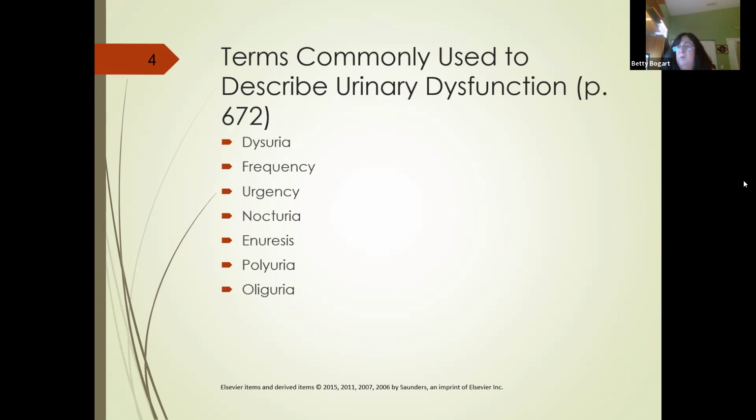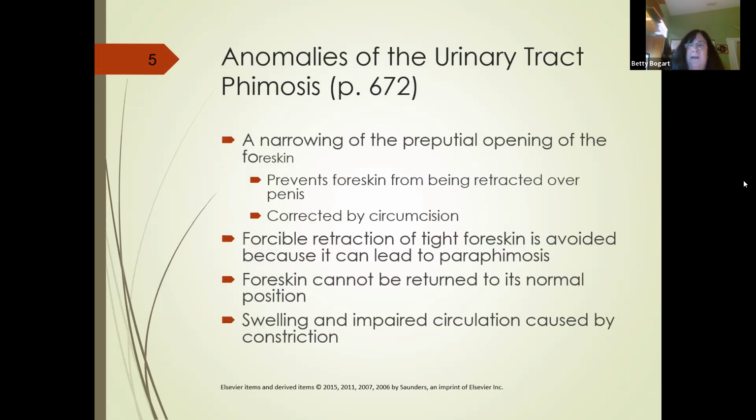So what words would we hear when we talk about urinary tract dysfunction? Dysuria, or painful urination. Frequency, I have to keep running. Urgency, you can't hold it. Okay, doesn't necessarily mean frequency. It just means, oh, I got to get there or I'm going to wet my pants. Nocturia or enuresis is going at night. Polyuria is you keep going, and oliguria, now you don't have any urine. So any of these things can describe something that's going on.